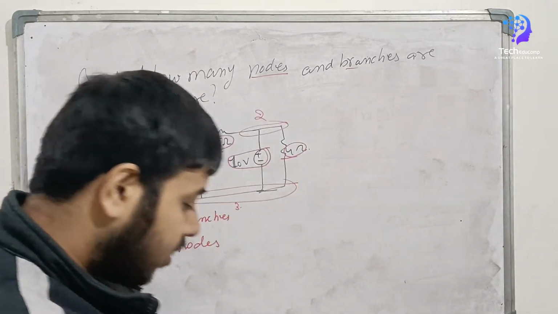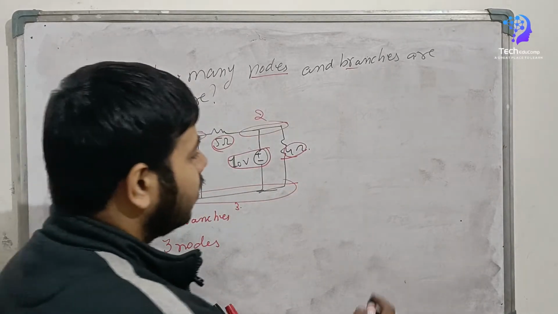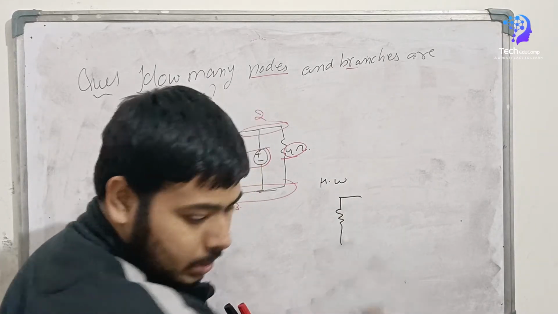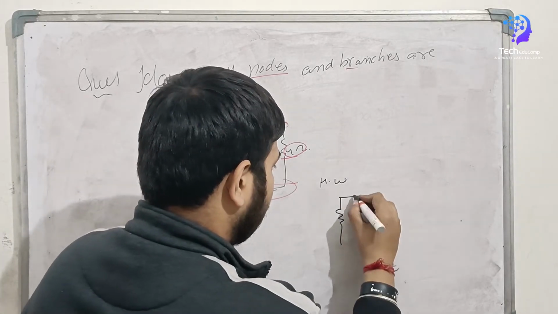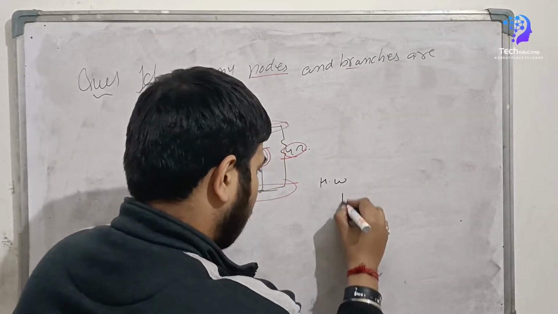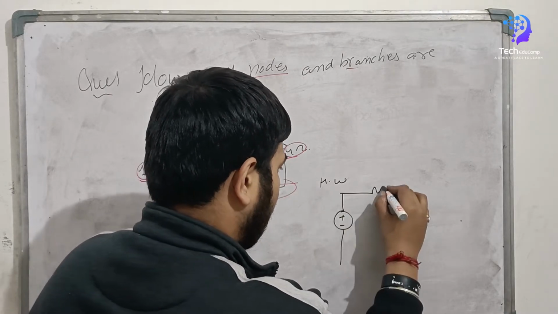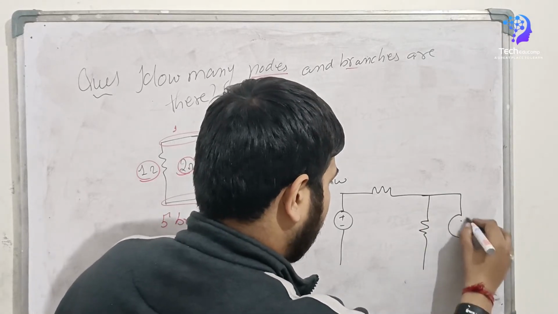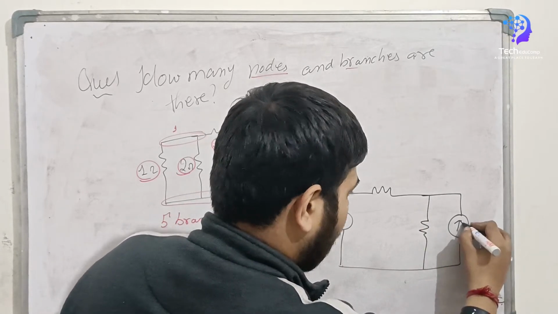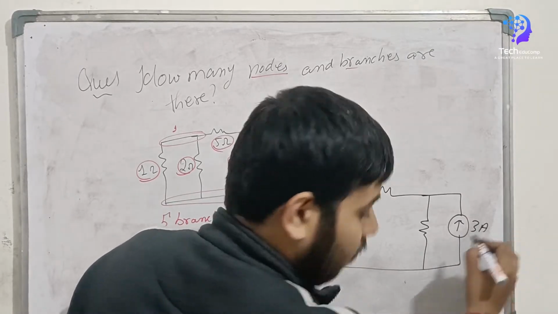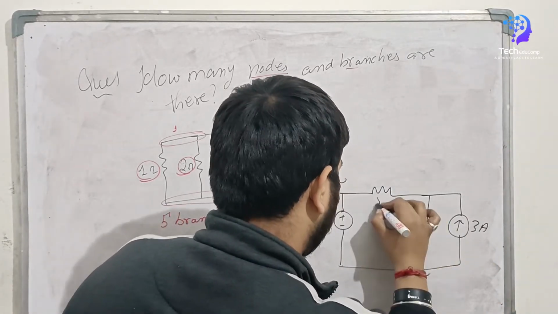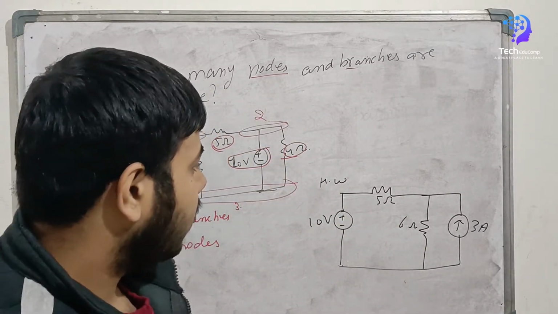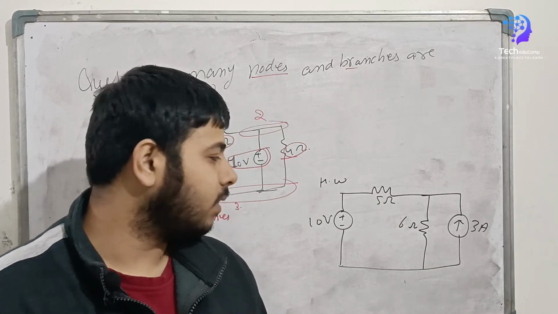Now there is a small homework, and answer it in the comment section. You have to determine how many branches and nodes are there in this circuit.